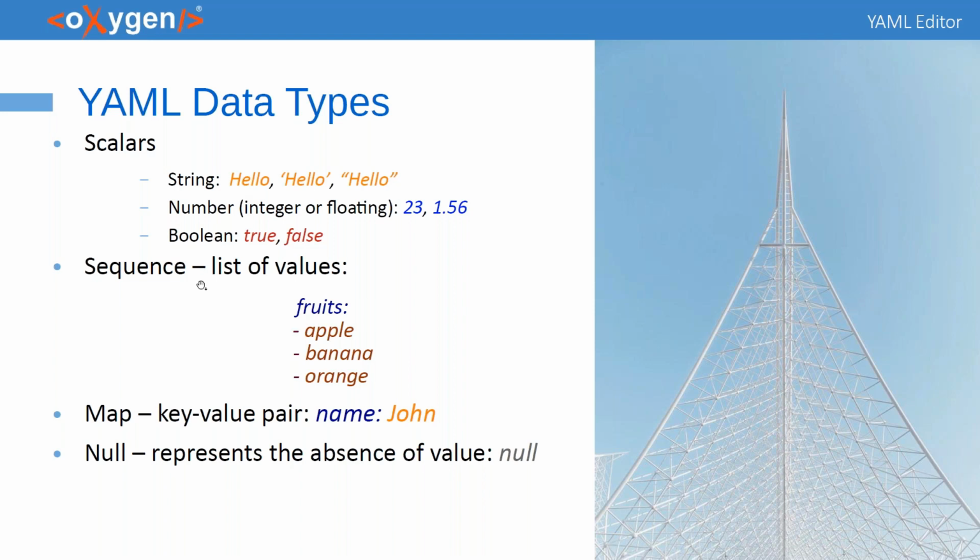Then you can also use Boolean, true or false. For the sequence, we have this list of values that needs to be added with a dash in front, like this. And then we have the map, that's a key value pair. And you can also have null in case you want to represent the absence of a value.